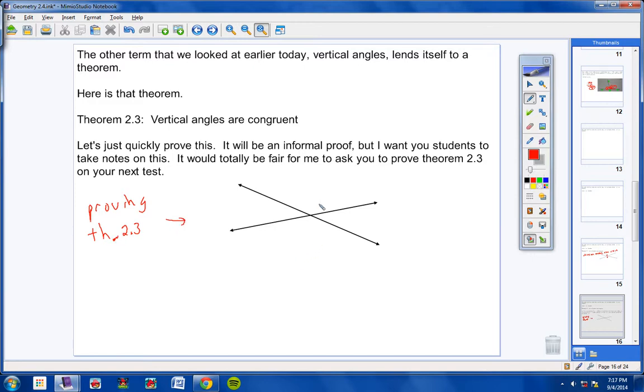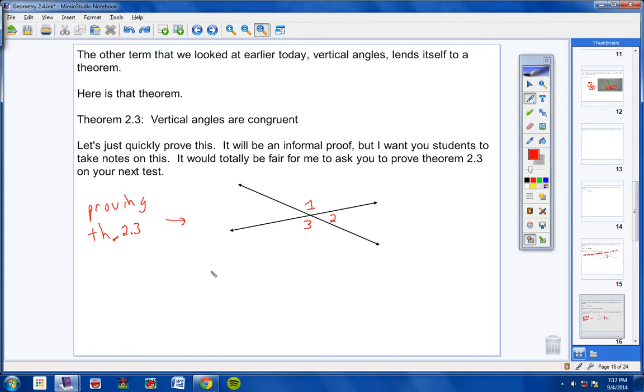Proving theorem 2.3. Okay, now we're going to go ahead and put angle 1, put angle 2 here, and put an angle 3 here. Now here's what I want to show you. Watch this so carefully. I'm going to prove that angles 1 and 3 are congruent, because they're vertical. Angle 1, angle 3, they're across from each other, they're vertical angles. I'm going to prove they're congruent, and I want you to take notes on this.